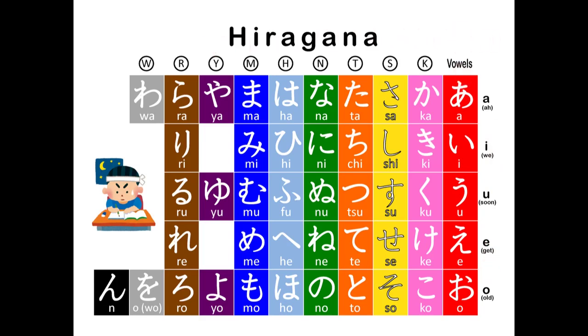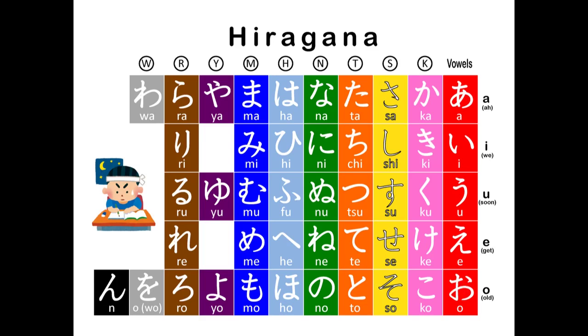Notice along the right-hand side here we have the vowels. In Japanese there are 5 vowel sounds. I've included a little mnemonic phrase below each one so that you can remember how they're pronounced. Let's take a look. Here we have a, i, u, e, o. The mnemonic phrase included here: we soon get old. So we have here i, u, e, and o.